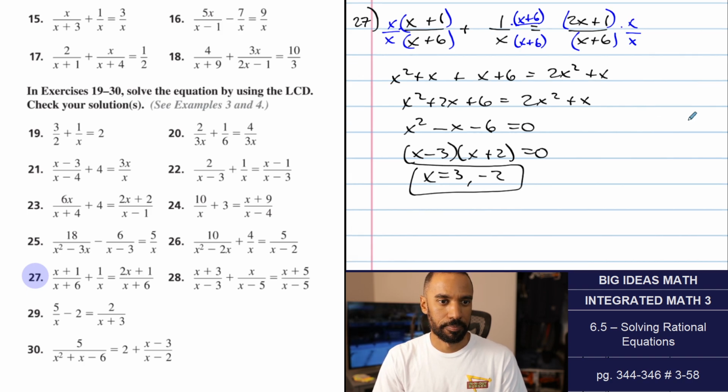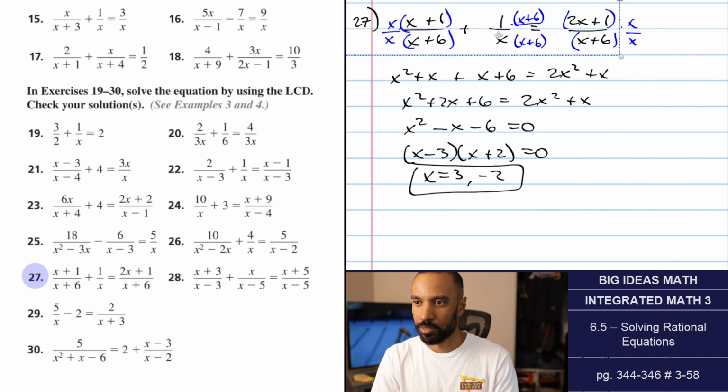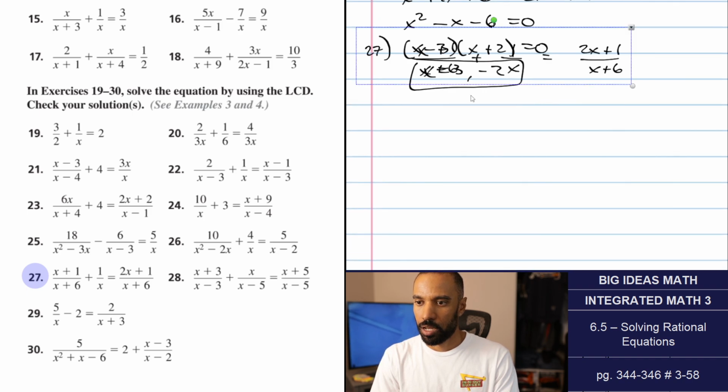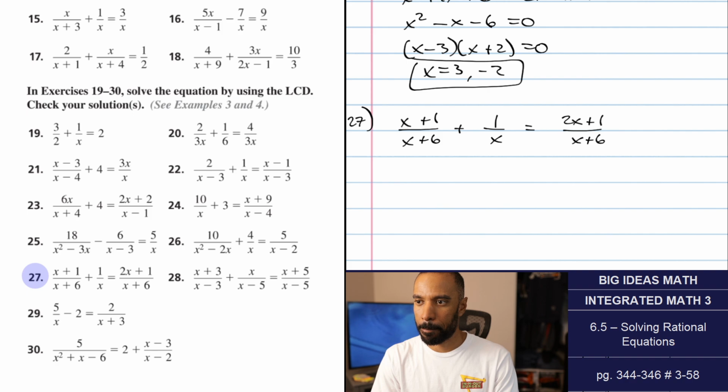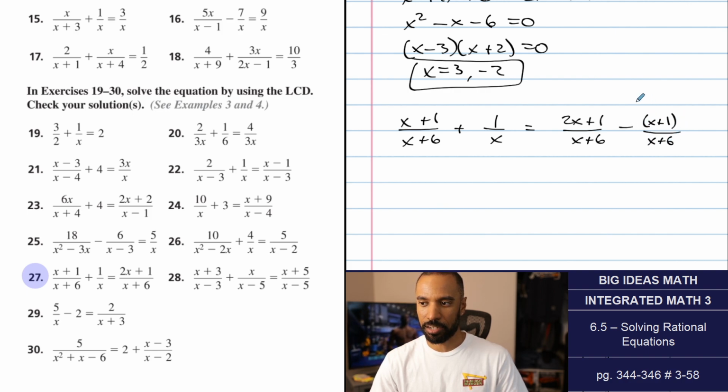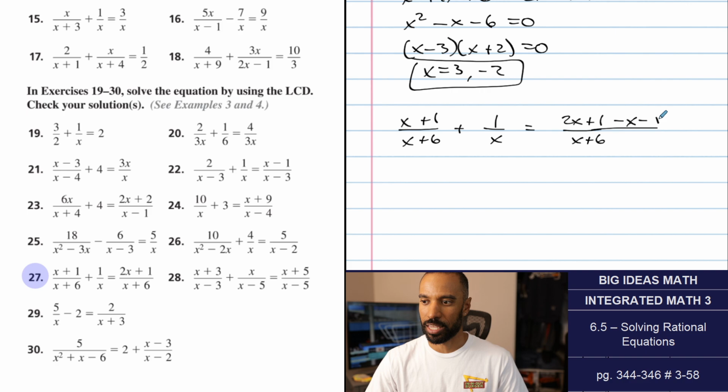Alternatively, with this problem, I could have done what I did once before, and this isn't a common thing for me to do, but seeing the x plus 6 as a common denominator, I could have subtracted this x plus 1 on this side, distributing the negative, of course. So let me just write it all as one fraction. This is all over x plus 6, so subtracting the x plus 1 looks like that, and it's gone over here. And now I have 1 over x equals 2x minus x is x, 1 minus 1 is 0, so x over x plus 6.